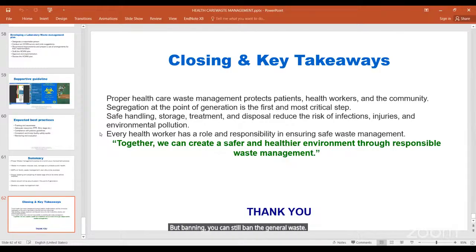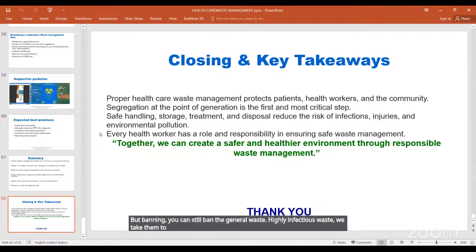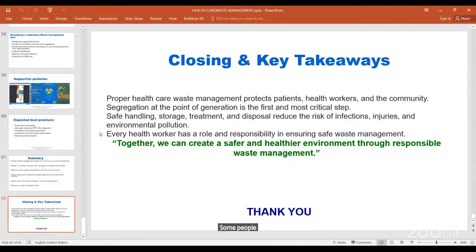Highly infectious waste, we take to the incinerators. Some people still use the chambers, but in our regions, a lot of investment has been put in, and at least in each and every region there's an incinerator. So you just have to work out a system of transportation to ensure that you achieve proper waste disposal. Thank you, and over to you, Nelly.